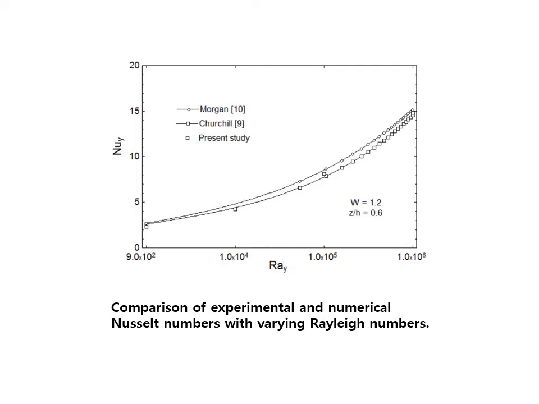Okay, let's see the comparison of the experimental and numerical Nusselt numbers with varying Rayleigh numbers. As you see, along this axis you have the variation of the Rayleigh number. We compared it with the correlations suggested by Morgan and Churchill, and this one is our presented study's results. As you see in this figure, the result is in very good agreement with the correlation equations.